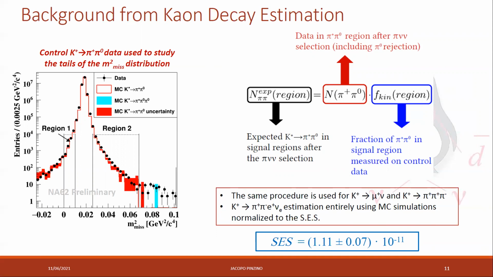For the other backgrounds, we use the Monte Carlo simulation normalized to the single event sensitivity, which was measured to be 1.11 plus or minus 0.07 times 10 to the minus 11.